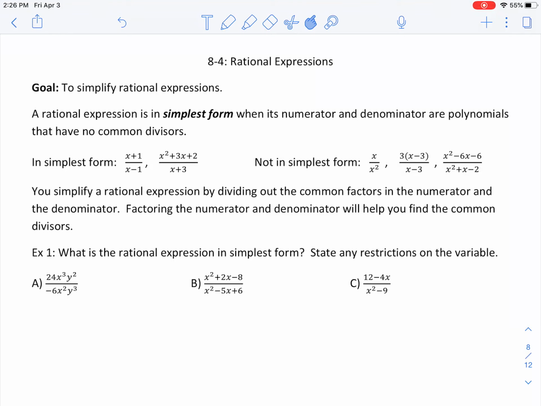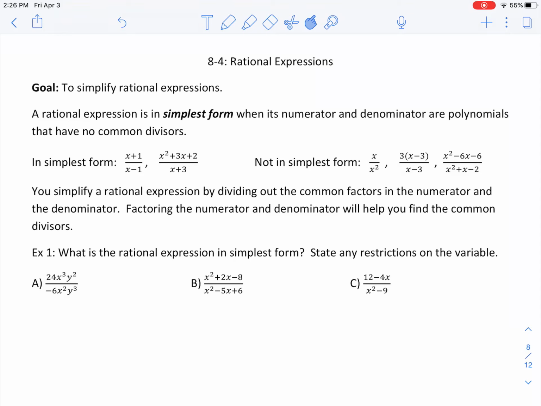So you can see two examples that are already in simplest form, and then you have three examples off to the right that are not in simplest form, so you would need to simplify those. You simplify a rational expression by dividing out the common factors in the numerator and the denominator. Notice that word factor there. So all of our factoring from Algebra 1 is going to come back here.